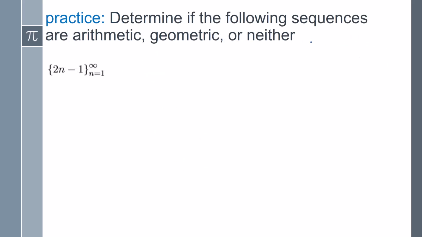So this last one, let's take a look at this. Go ahead and practice it, and then we'll show you the solution. All right, so let's go over it. If I plug in 1, you're going to get 1. If I plug in 2, you're going to get 3. If I plug in 3, you're going to get 5. If I plug in 4, you're going to get 7. Well, I'm adding 2 every time. So since I'm adding the same number every single time, it's going to be arithmetic.